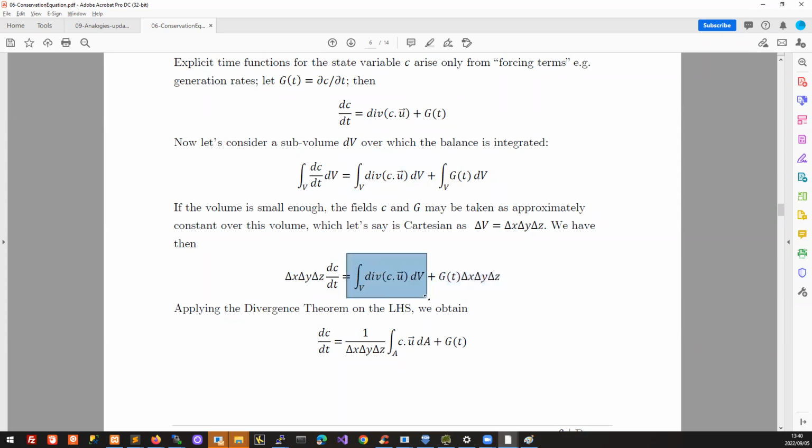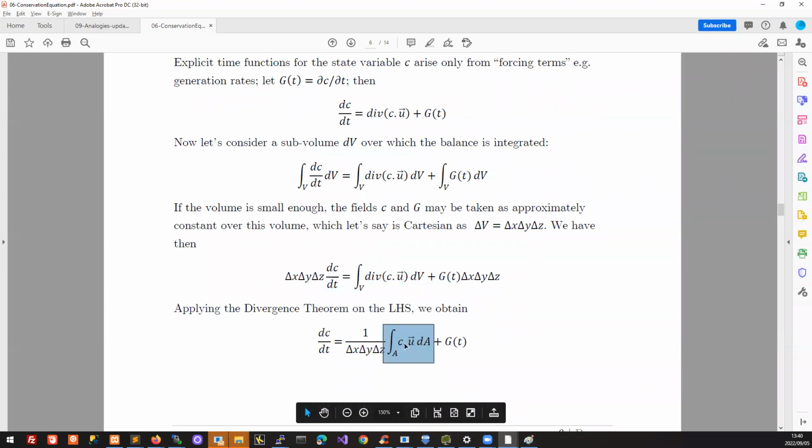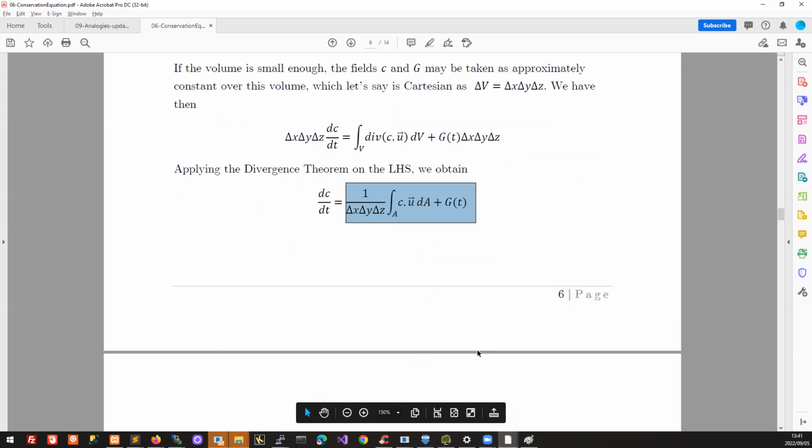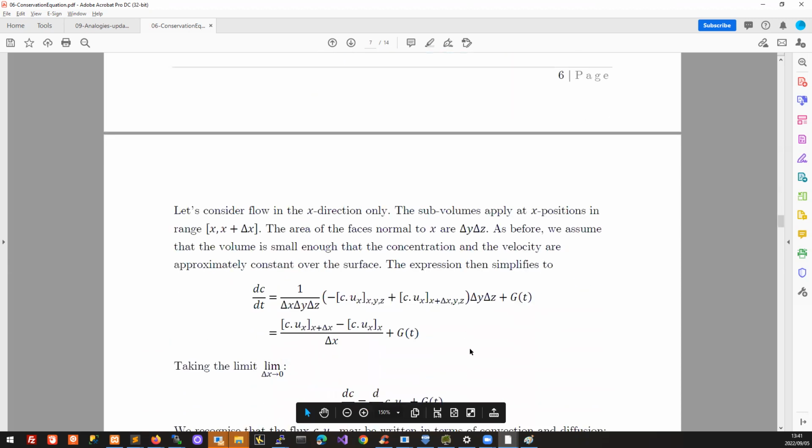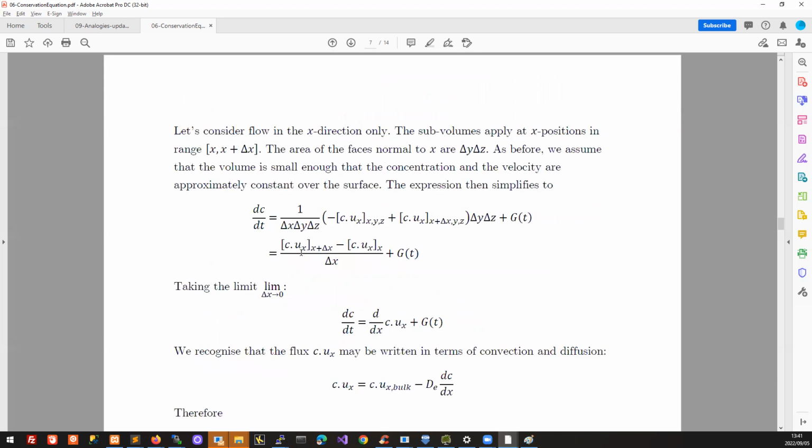Now this, we said by the divergence theorem, could be written instead as the integral with respect to area of not the divergence, but the function itself, cu. And then we've got the generation term. If we divide both sides by delta x, delta y, delta z, then we are getting this form. And that looks exactly like what we had before, right?